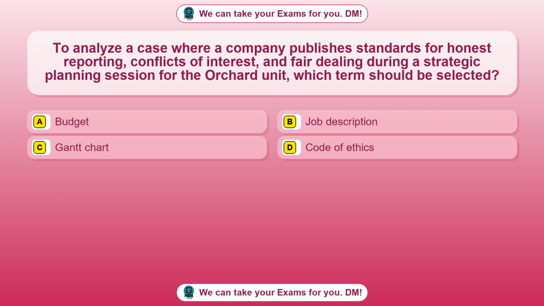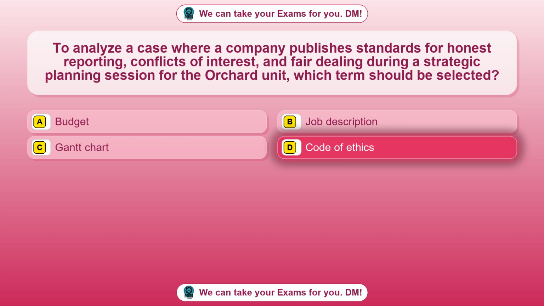Question 18. To analyze a case where a company publishes standards for honest reporting, conflicts of interest, and fair dealing during a strategic planning session for the orchard unit, which term should be selected? Option A, budget. Option B, job description. Option C, Gantt chart. Option D, code of ethics. The correct answer is option D, code of ethics.